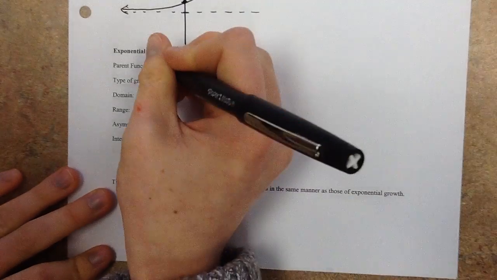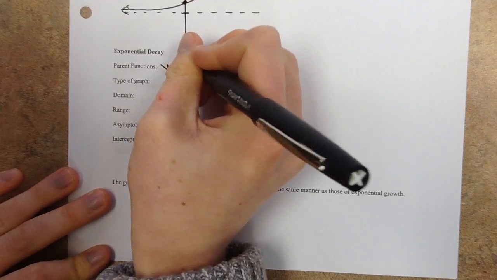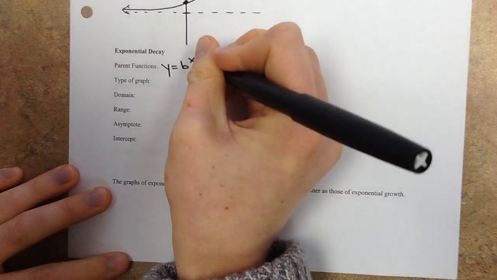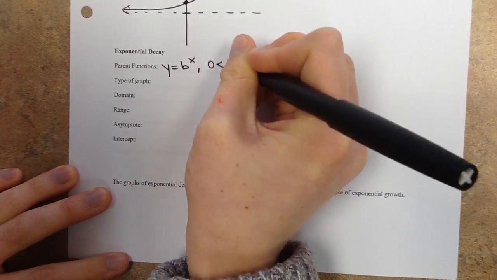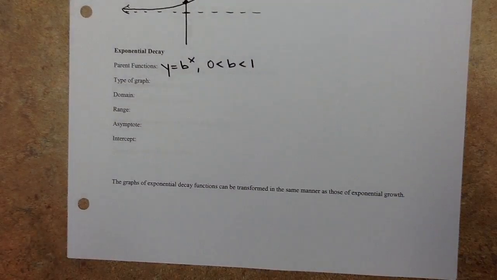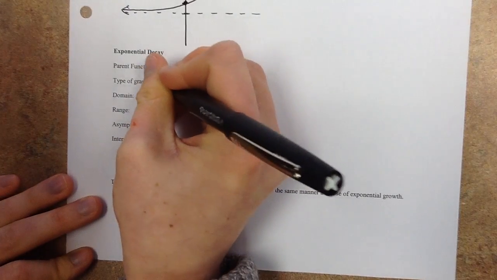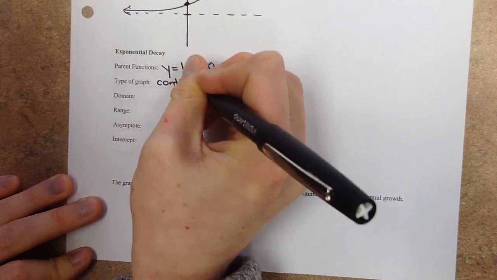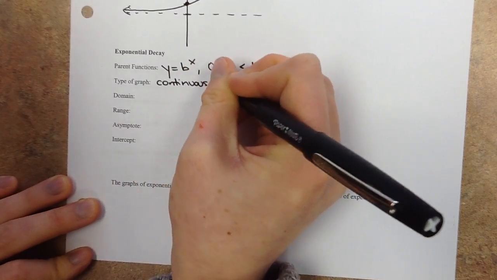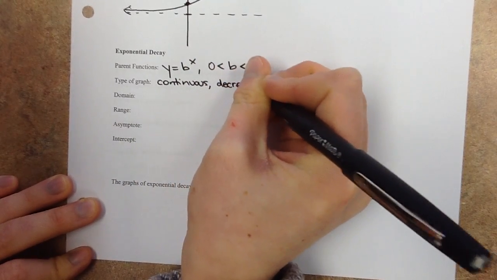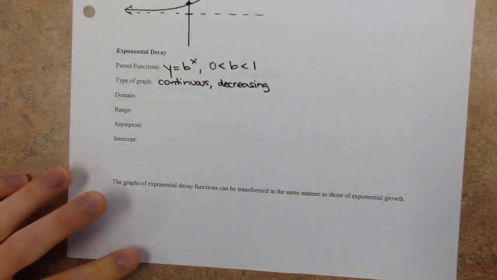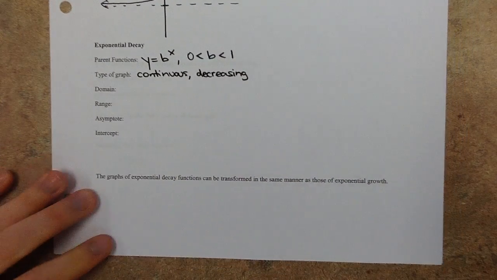The way we tell the difference, they still look like this, except in this case, our base is going to be somewhere between 0 and 1. So we could have a base of like 1/2 or a base of 1/3 or something like that. All right, this type of graph, it's still a nice continuous, smooth function, but these ones are going to be decreasing instead of increasing. That's the big difference between exponential growth and exponential decay.